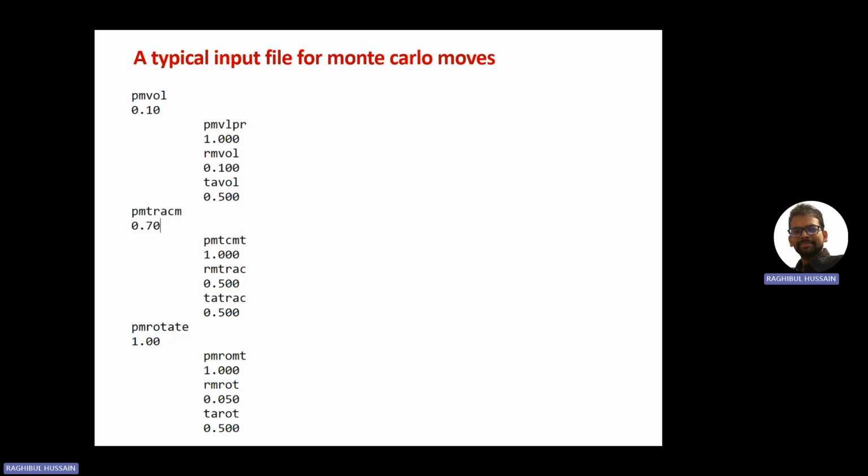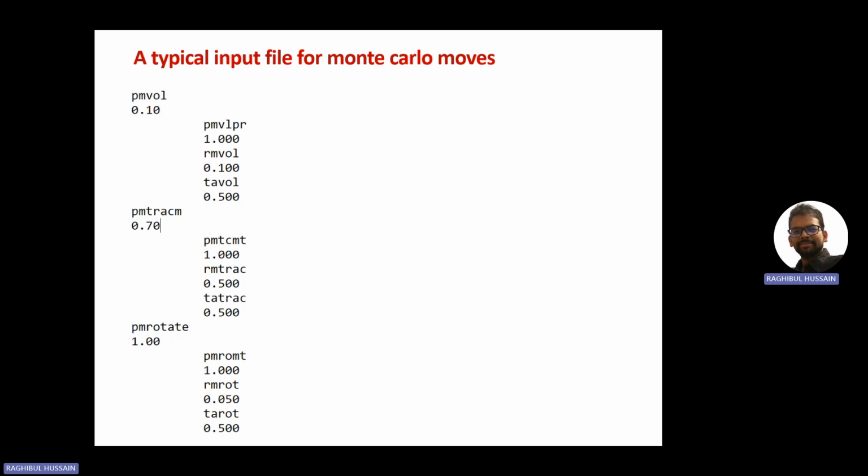Normally there is a thumb rule. Most of the time we have 100%, and out of 100%, we have to decide how much to give to the displacement move. The maximum weightage we give to the displacement move, so that molecules are moving inside the system most of the time. Then give the second weightage to the rotation move, and finally the volume move.